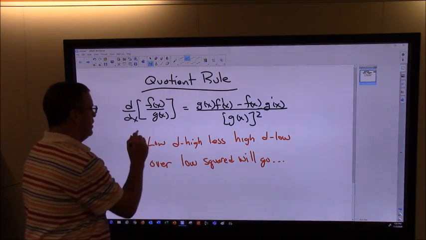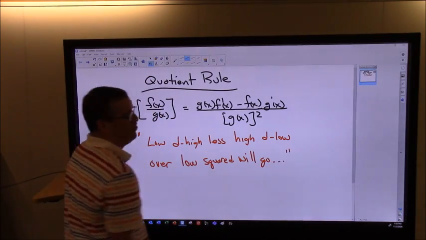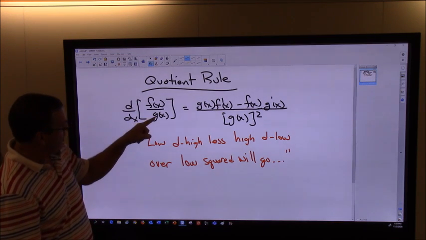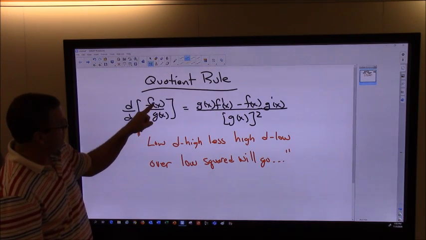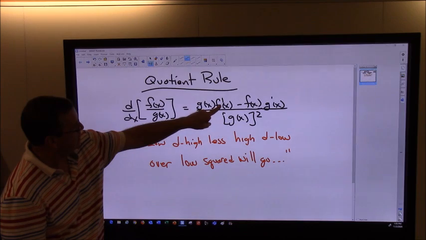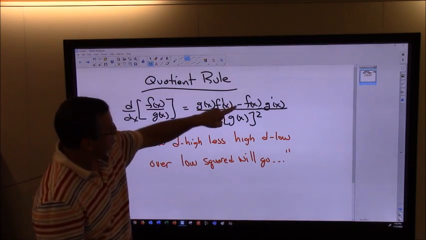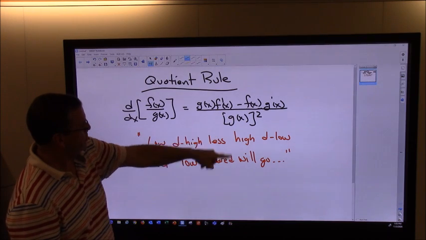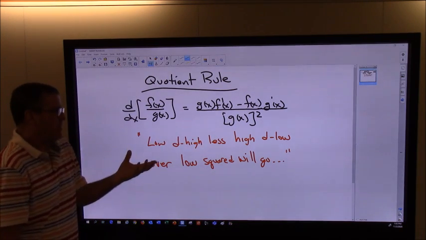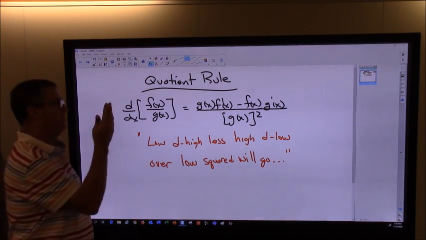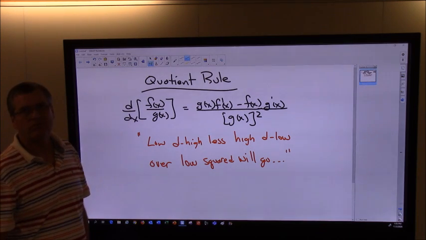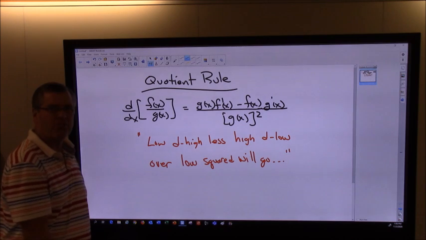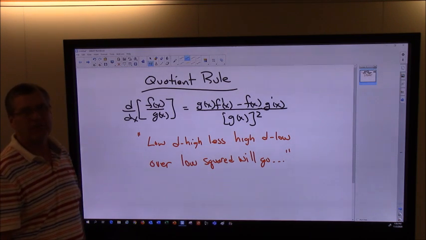It's kind of like a little nursery rhyme type thing. So low means the low part. D high means the derivative of the high part. So low d high less high d low over low squared will go. And if you can get this saying in your head, you will never forget the quotient rule. I still say this every single time I do the quotient rule. 35 years later, I'm still saying it.